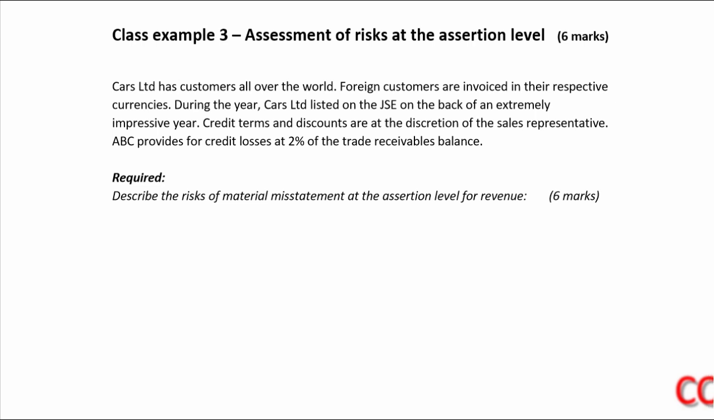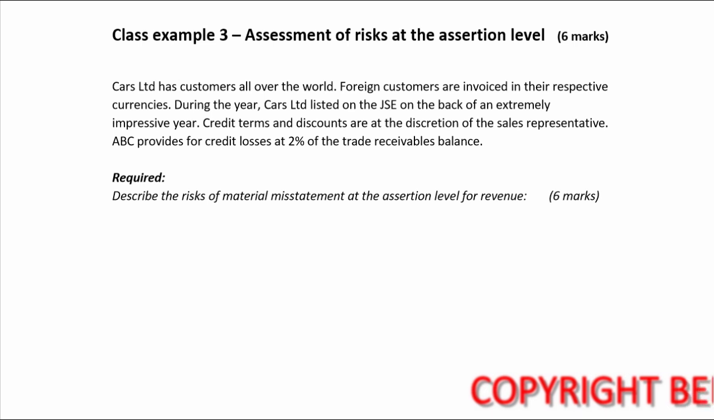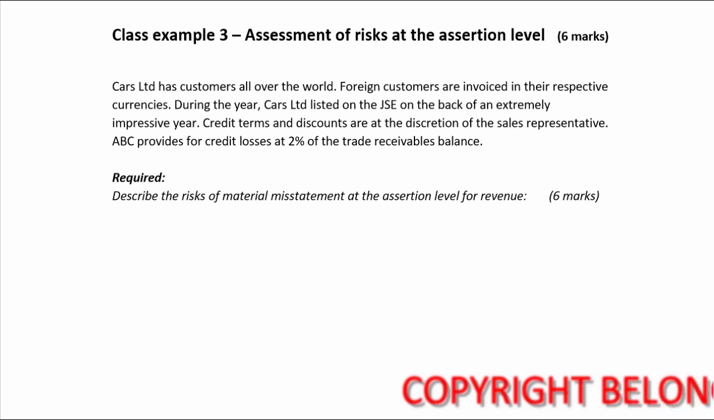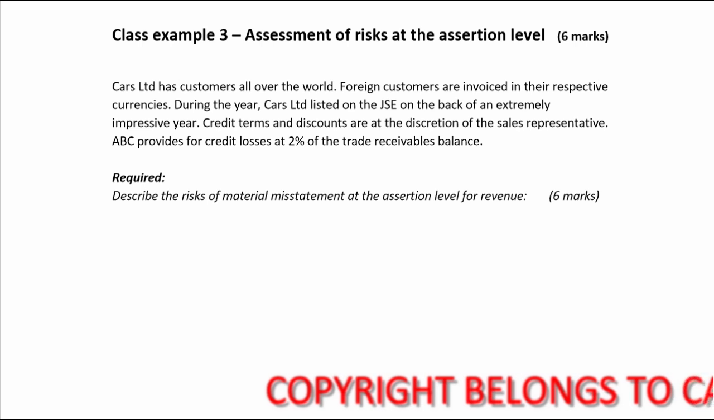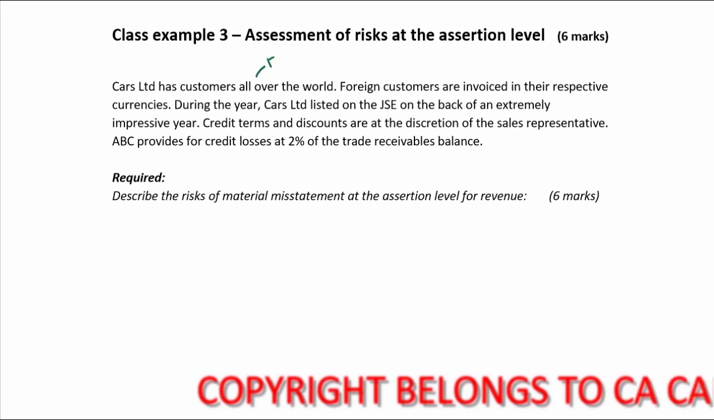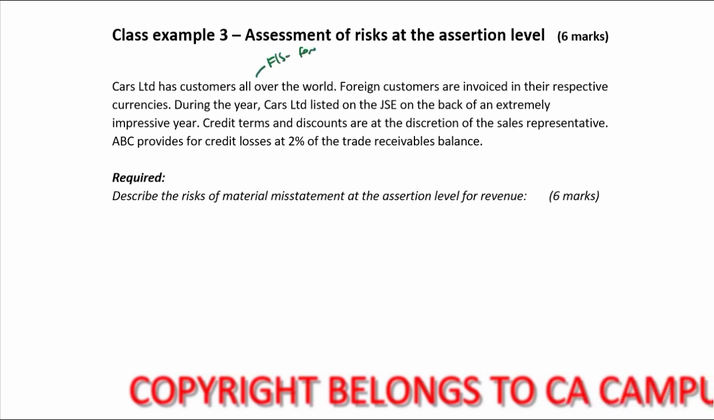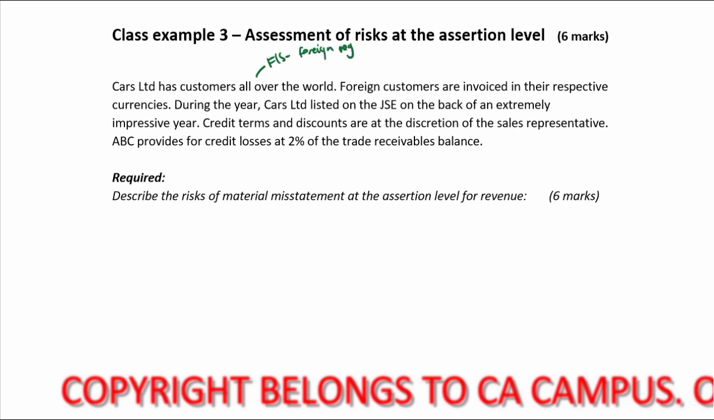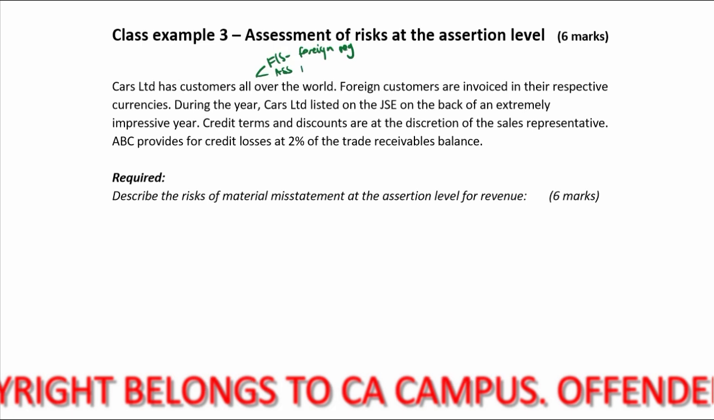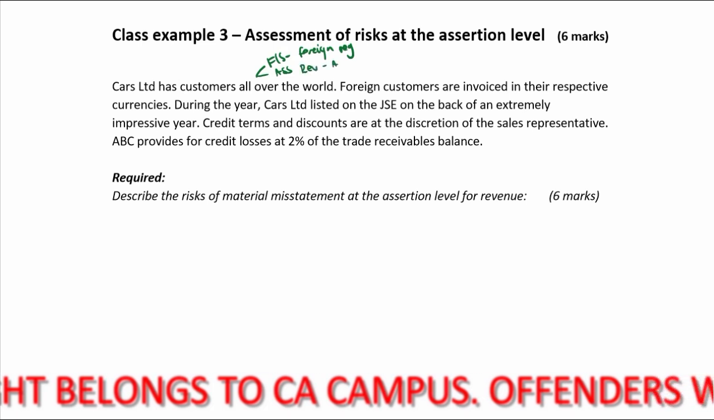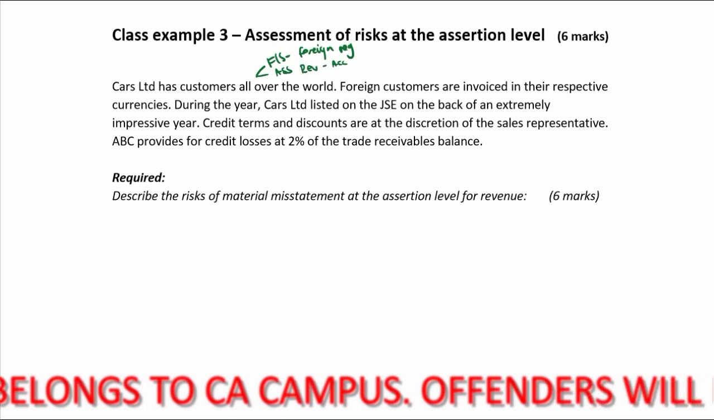Class example 3, assessment of risks at the assertion level. You've got 6 marks, so 2 minutes reading time. Cars Limited has customers all over the world. As soon as I see that, I know that they have a risk at the financial statement level because of foreign regulations. And there's going to now be a risk at the assertion level for the revenue in terms of the accuracy, because you're going to have to translate.